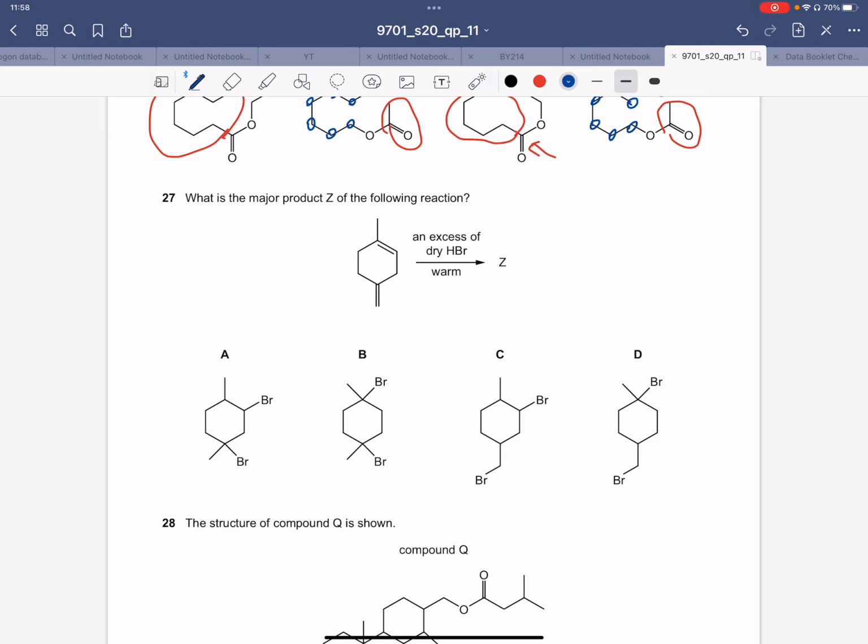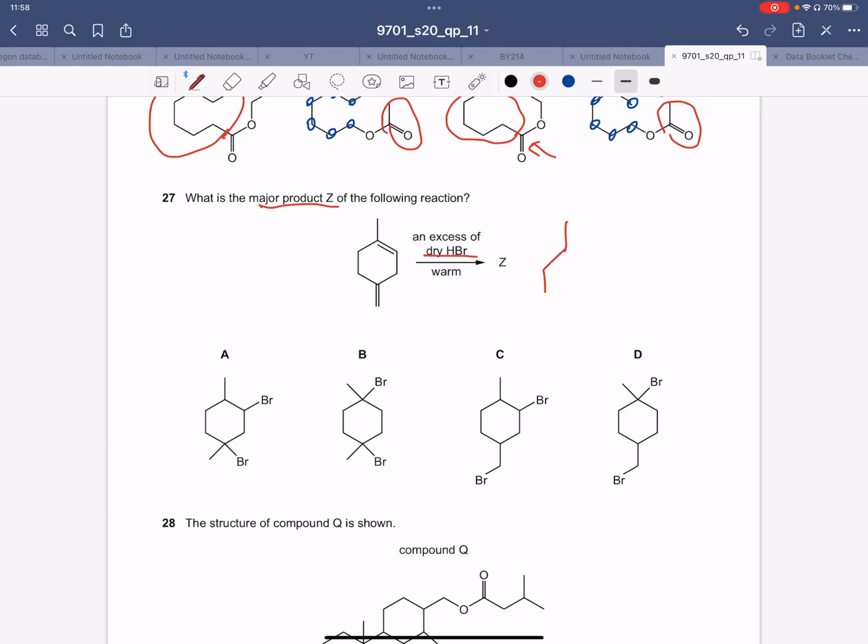What is the major product Z following the following reaction? Okay, so an excess of dry HBr. Why that's important is because if you have water, it will interfere with the actual reaction. So you can't have water in there. It basically just means it's pure HBr. And then you're warming it. You're going to get a product that looks something like this.